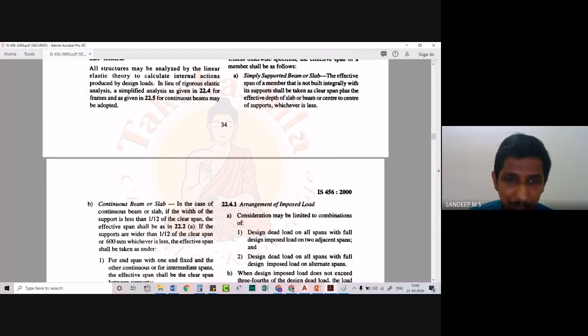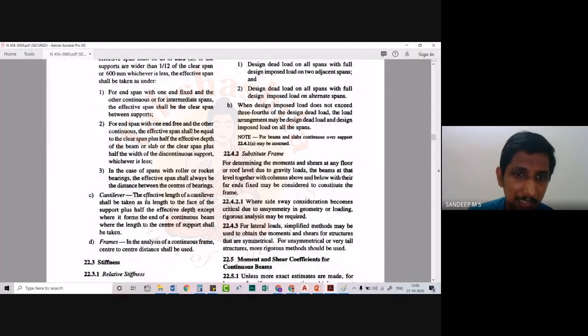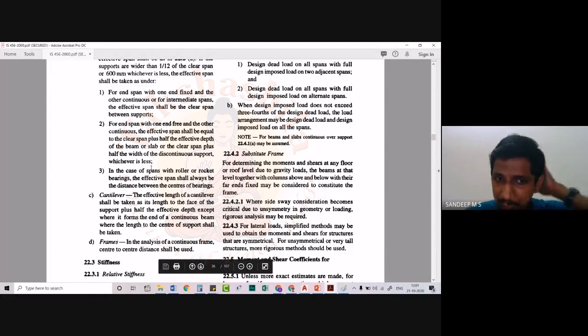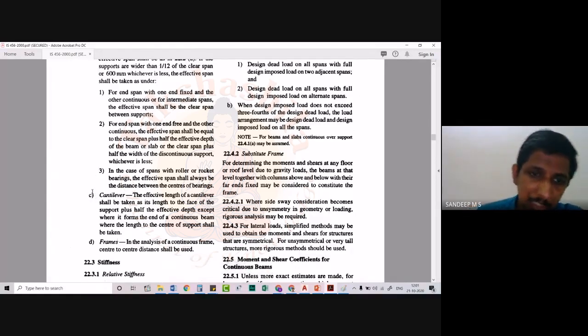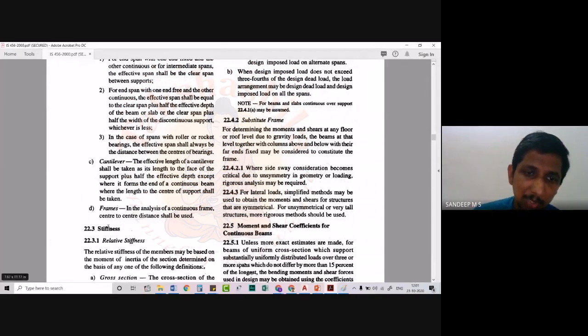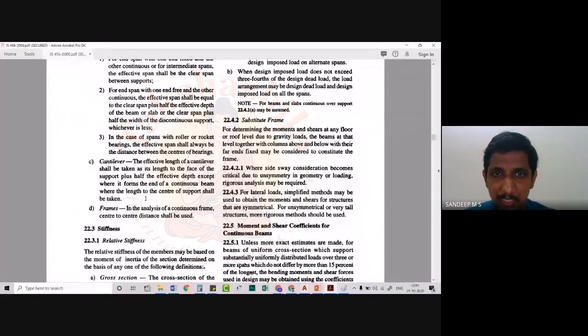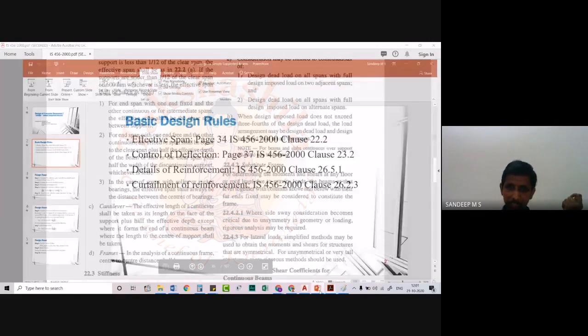and report that as your effective span. Okay. Regarding cantilever, it is given that the effective length of cantilever shall be taken as the length to the face of the support plus half the effective depth. Some conditions are given for cantilever beams also. Anyway, we will come back to clause C when we perform the design for cantilever. Also, in the case of frames, some clause is given here. So you have to understand that we have some clause in IS 456, clause number 22.2, based on which we can find out the value of effective span. Okay, any doubts in this?